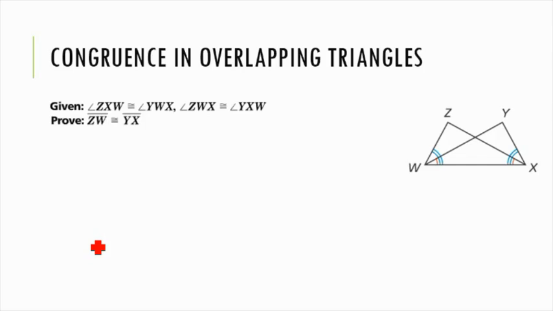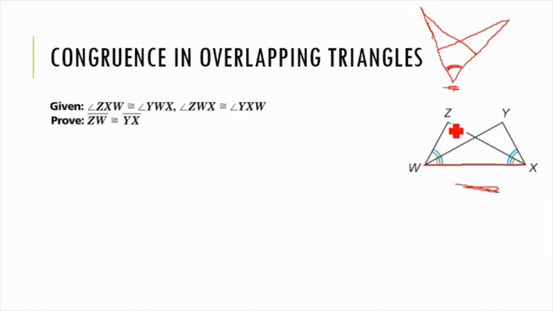So when we talk about overlapping triangles, you're usually going to see a shared side or a shared angle. And a shared angle might look something like this. I have a triangle here and a triangle here, and they share this angle. Something like that. But usually if there's a shared angle or a shared side, that means those two triangles are congruent. And so we're going to look at how to prove that these triangles are congruent.